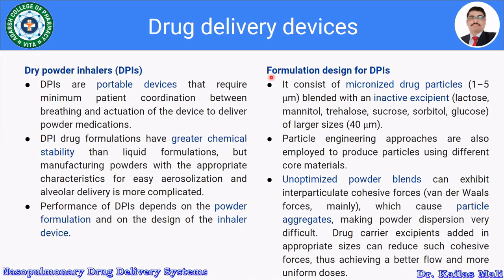Let us see the formulation considerations in the DPI. It consists of micronized drug particles ranging between 1 to 5 micrometers blended with an inactive excipient such as lactose, mannitol, trehalose, sucrose, sorbitol, or glucose of a larger size, that is 40 micrometers. Particle engineering approaches are also employed to produce particles using different core materials. Unoptimized powder blends can exhibit interparticulate cohesive forces, mainly van der Waals forces, which cause particle aggregation, making powder dispersion very difficult.